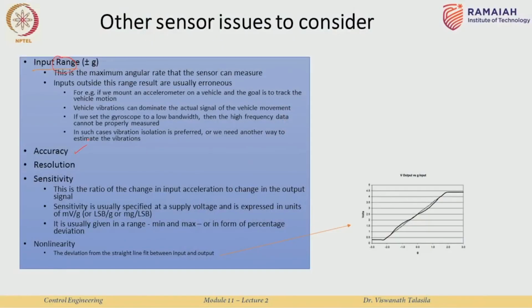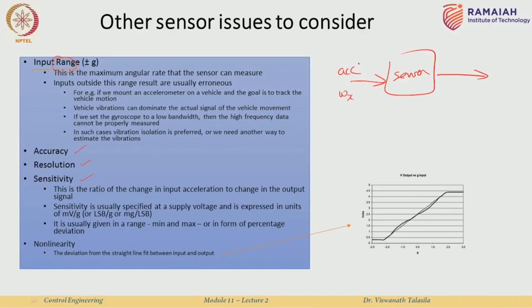Accuracy of course is important. The more accurate your sensor is, the more expensive it is, but the better it is. Resolution and sensitivity again are important. Sensitivity is defined as the ratio of the change in the output signal to the change in the input. So, if you take let us say your sensor over here, let us say we give it an acceleration or we give it an angular velocity.